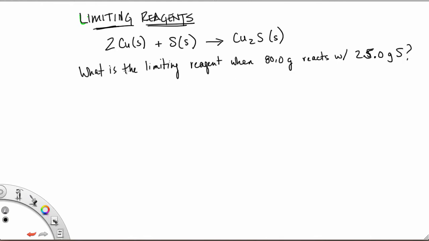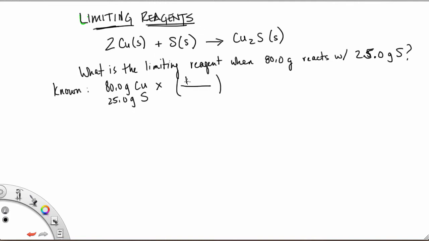So what do we want to do? We want to list our known quantities. Our known quantities are 80 grams of copper and 25 grams of sulfur. Our unknown is the limiting reagent. We need to be able to figure out what that is. The first thing that we want to do is take what we have in grams here and convert to moles. So we want to convert grams of copper to moles.